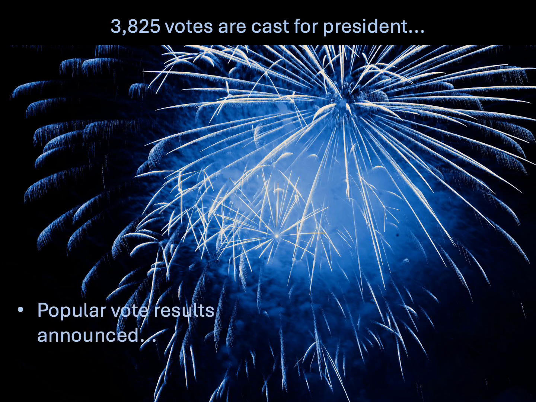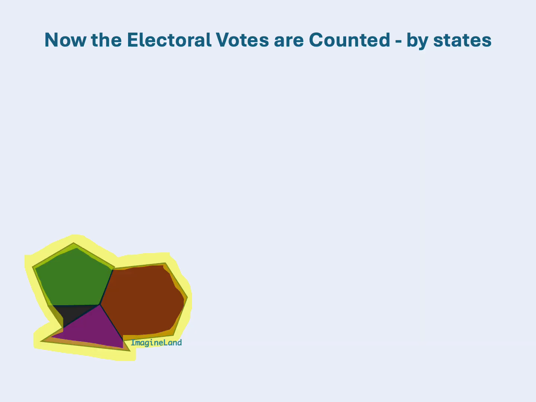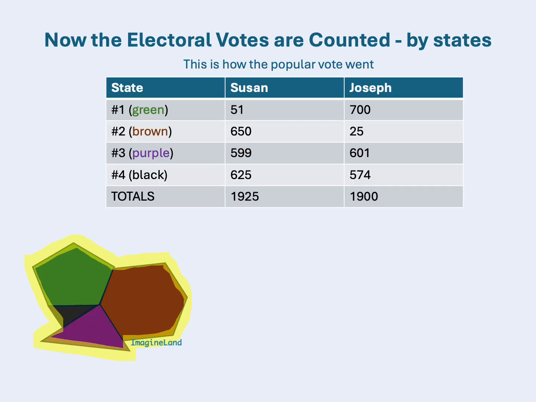75% of the citizens have voted. And the popular vote results are like this. Susan got 1,925 votes. Joseph got 1,900. So I guess Susan will be the president. She's the winner, right? But wait, the electoral votes have to be counted. And remember, each state can decide how to do this. So before we look at the electoral votes, let's just see how the popular vote actually played out.